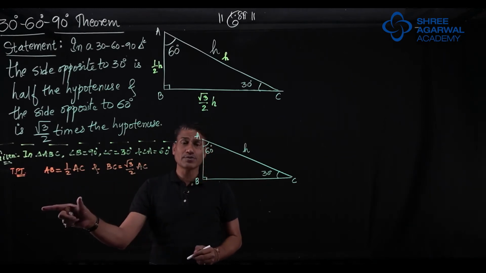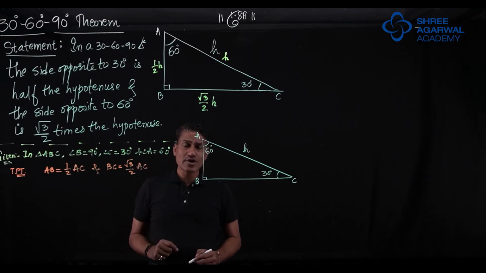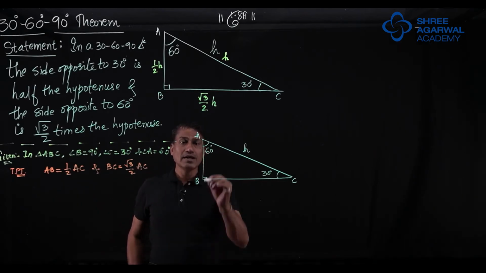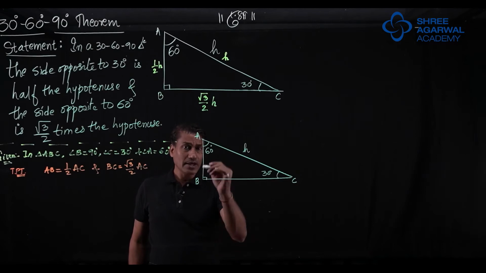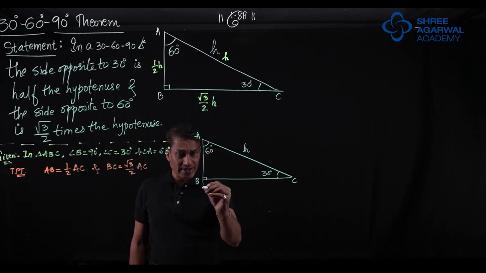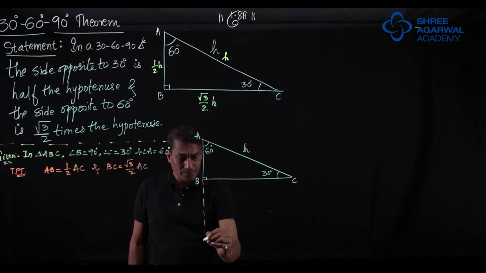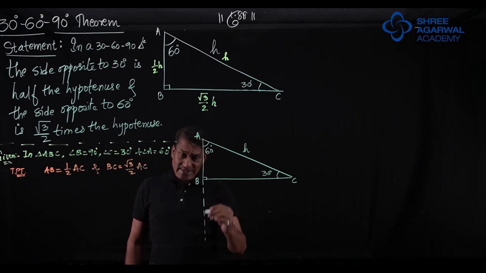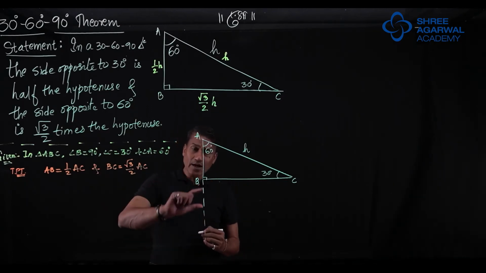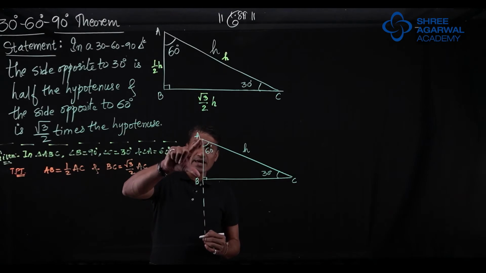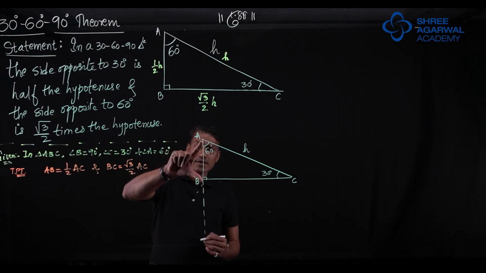Now we are going to do some construction. What construction are we going to do? I am telling you. Let us extend AB. Okay sir, extended. And now on this extended segment AB, take a point C such that AB is equal to BC.